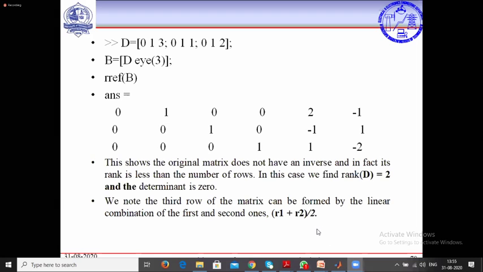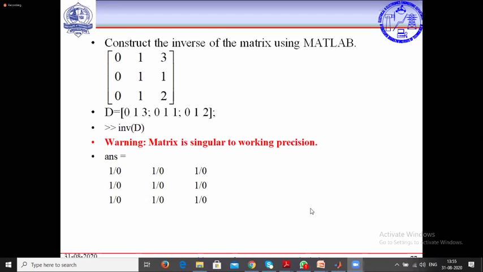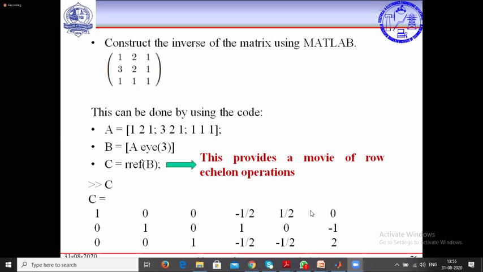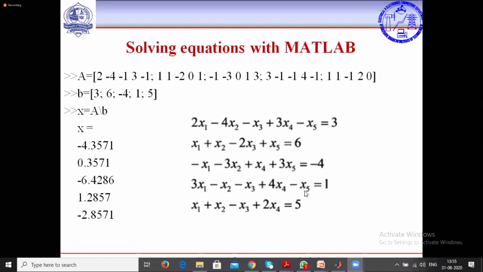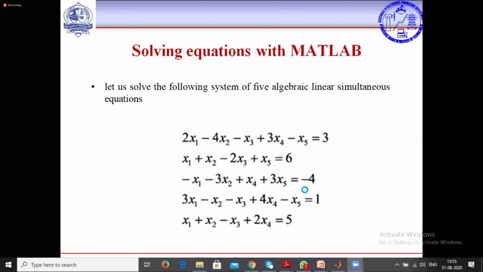This is the elementary row and column operation: how to find the inverse of a matrix when the rank of the matrix is less. We are going to find it by another method. These are the different approaches we have.